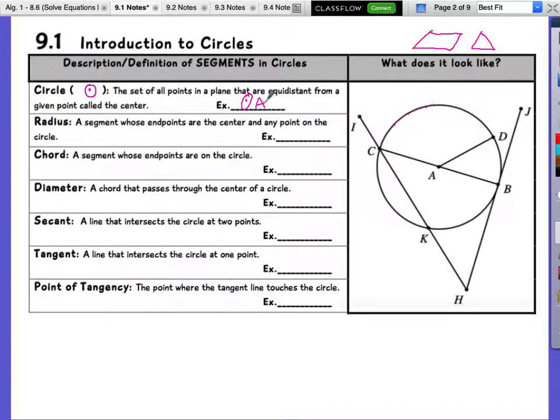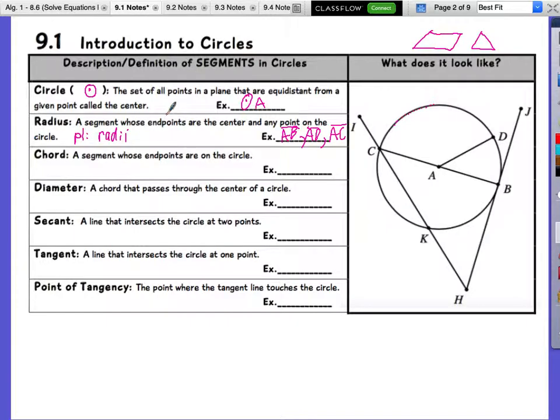Radius. A radius is a segment, a line segment, not a line, not a ray, a line segment, whose endpoints are the center and literally any point on the circle. So somebody give me an example of a radius in this picture, Jacob. AB. Okay, awesome. Segment AB. Somebody else give me an example of a radius in this picture. Okay, Kaylee. AD. Okay, Josie. AC. Those would all be examples of radii. The plural of radius will be radii, with two i's.